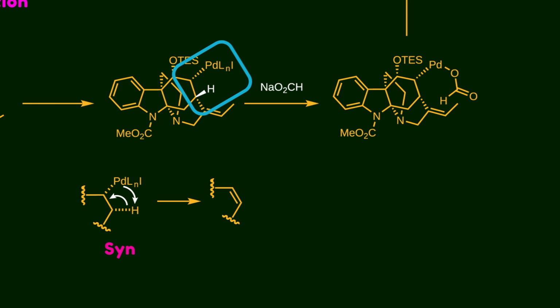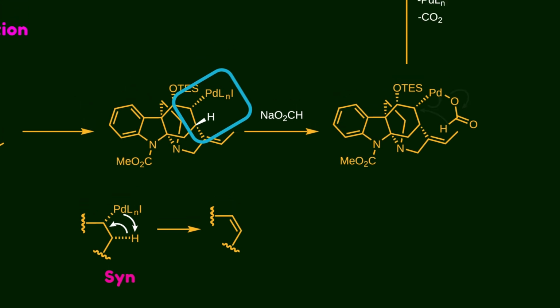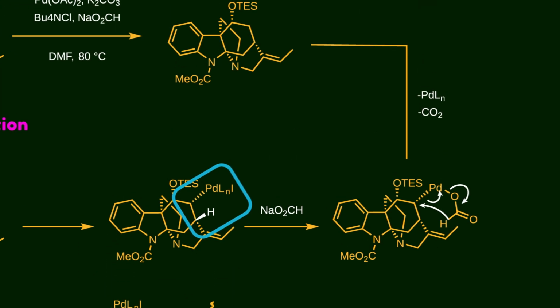So, sodium formate is added to the system to remove palladium from the molecule. In this approach, a hydrogen atom is transferred from the sodium formate to the carbon atom bearing palladium. In addition, the production of CO2 provides a strong driving force for this reaction.